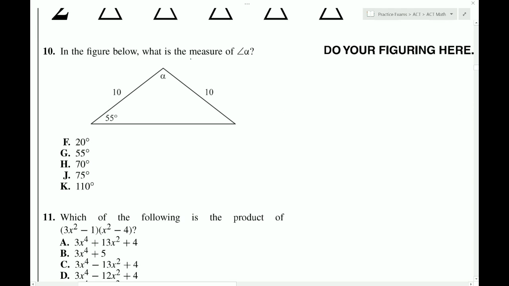In the figure below, what is the measurement of angle alpha? So we're looking for this angle here. The first thing that I notice is that I have 10 and 10, which makes this what kind of triangle? Yep, you guessed it, isosceles. So I could put 55 degrees here, knowing that these angles are going to be equal. Now those two angles add up to 110, so if I take that away from 180, that'll give me 70 degrees left over for alpha.